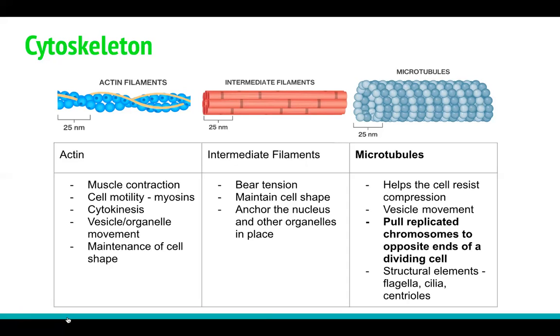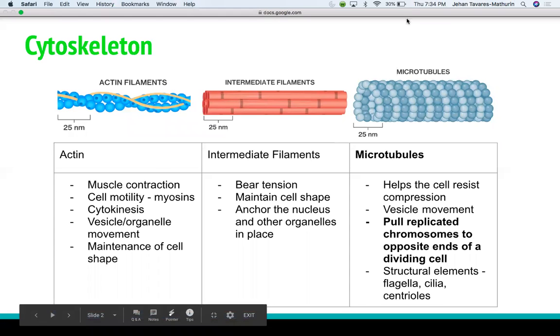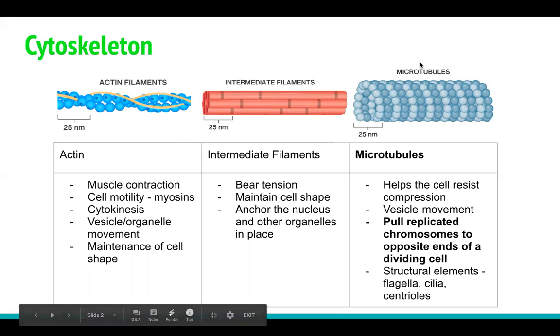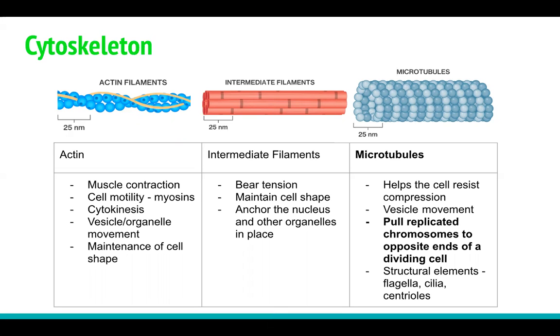So for what each cytoskeleton does, if we start off with actin, you're going to see that mainly in muscle contraction, along with myosin. Actin's going to form the track that the myosin motor protein literally walks along. And we'll go into that more later in the chapter. You're also going to see it in cytokinesis and vesicle and organelle movement. And it's also going to help maintain the cell shape.